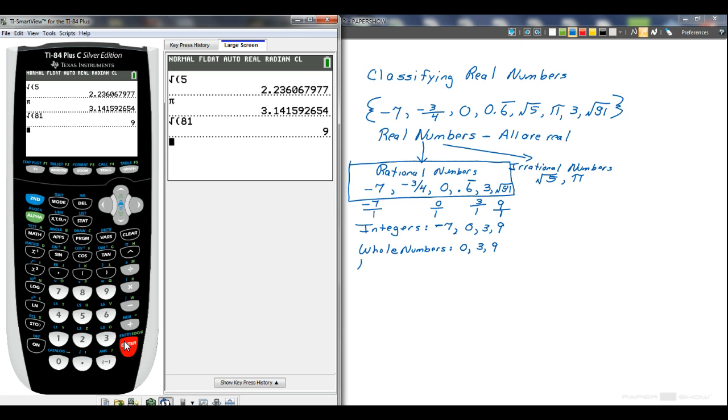And the last one are our natural numbers or counting numbers. And remember, when we start counting, we usually start counting with 1 when we're little, not 0. So what we want to do is omit that 0, and our natural numbers are 3 and 9. So no matter what the setup is, you may want to approach it from this angle. Again, review your book to see what suggestions they have, but pick a method and go ahead and stick with it.